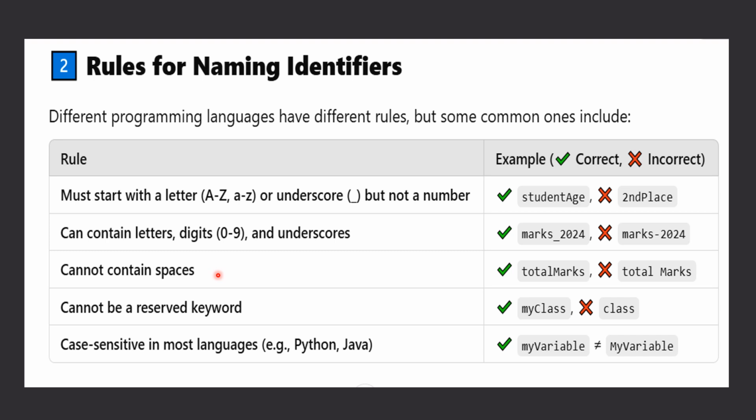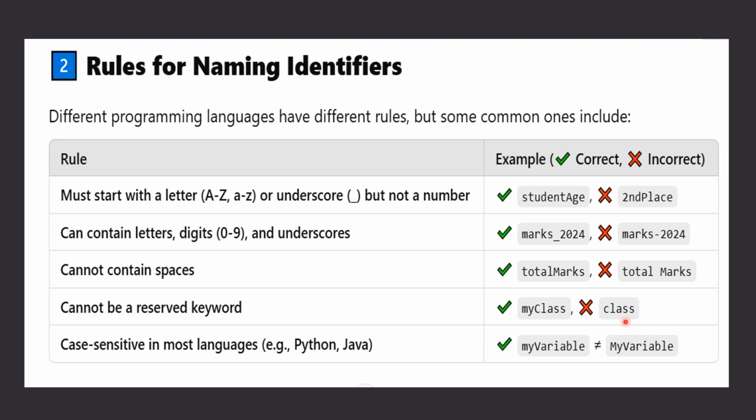Cannot contain spaces, as I told you earlier. Cannot be a reserved keyword like class. For example, class is a reserved keyword. Why is class a reserved keyword? Because class is identified as a different thing in a programming language. You'll deal with that in OOP and other things. Class is a particular set of data in a programming language. It cannot be an identifier.